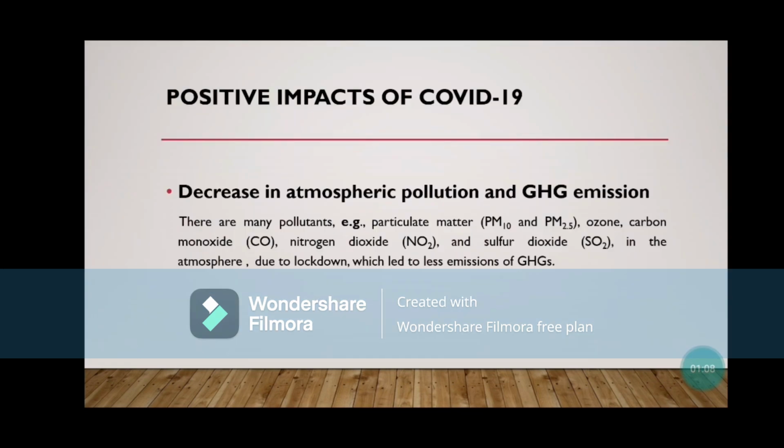Let's have a look at the positive impacts of COVID-19, as it affected the environment, people, and society so much. It also had some sort of positive impacts on everything. Number 1, decrease in atmospheric pollution and GHG emission. When there is lockdown, there are many pollutant gases, particularly PM10, PM2.5, ozone, carbon monoxide, nitrogen dioxide, sulfur dioxide, all these are pollutant gases. In the atmosphere, due to lockdown, they started releasing less as compared to earlier.